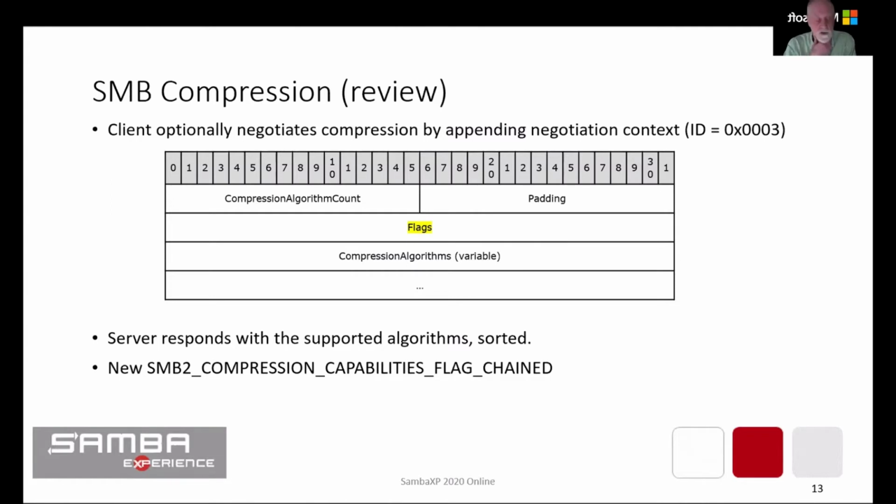A quick review, just to help. The client optionally negotiates compression by appending a negotiation context. This is the context declaration. I highlighted the flags because we've added a flag. But basically, the server inspects the negotiate context coming in, swizzles it as it sees fit, as it supports the algorithms, and it replies. And so after a single exchange, the client and server have agreed on a set of compression algorithms. So we've added a flag to that set, and we've added an algorithm to that set.